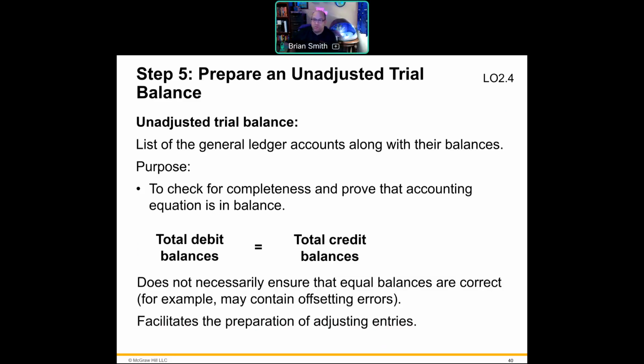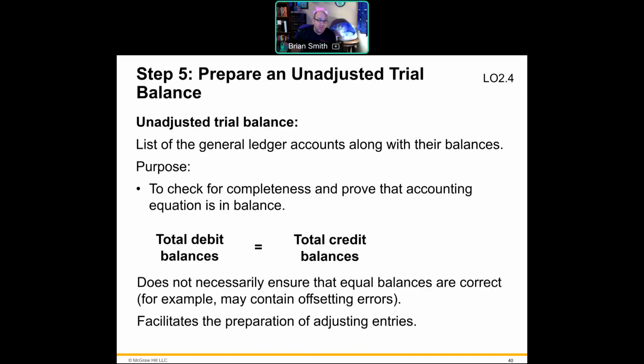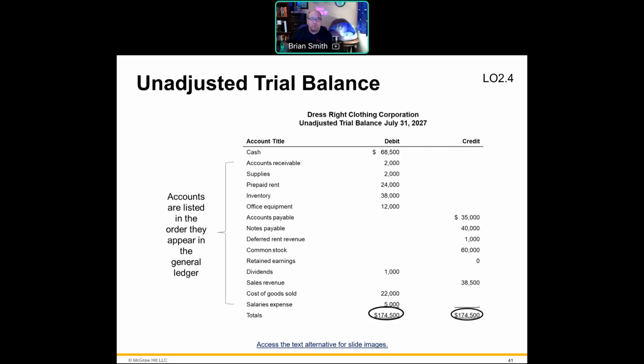All we got to do is make sure, first of all, we list all these accounts on the balance sheet and the income statement and statement of stockholders' equity. Make sure that they balance, just like we did with that weigh scale. We list all the accounts from our general ledger, show their balance, and we see that we indeed are equal. So that is our unadjusted trial balance.